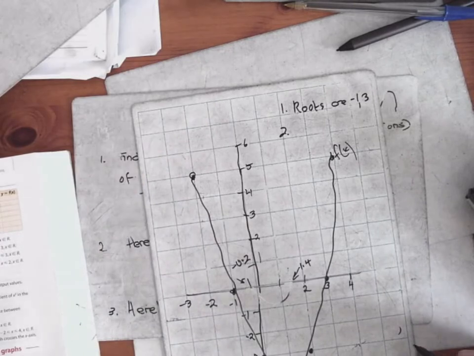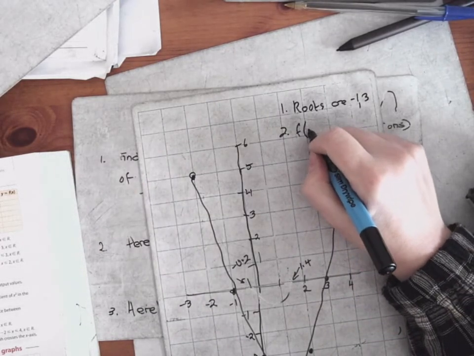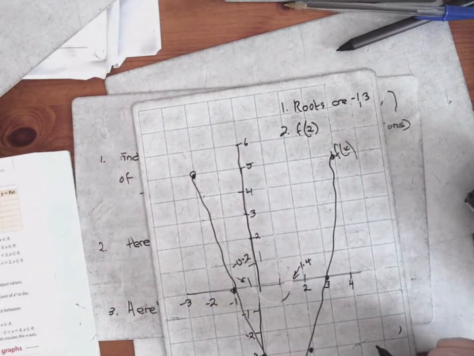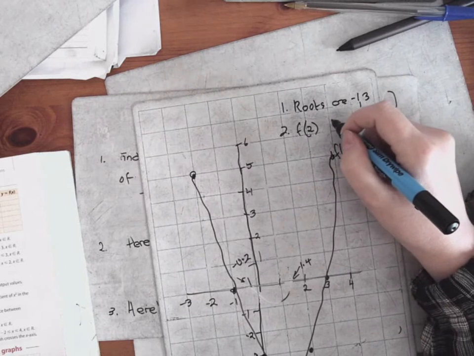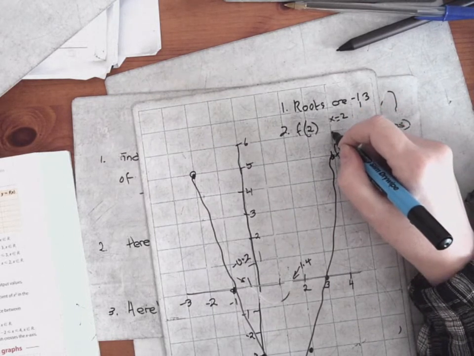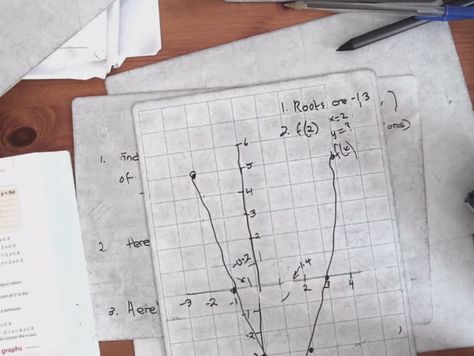Right, okay, so for example, they might say f of 2, find f of 2. Now, when it's in the bracket, it's the x, right? So basically, they're telling me x is 2. So if they're telling me what x is, they want to know what y is, okay?